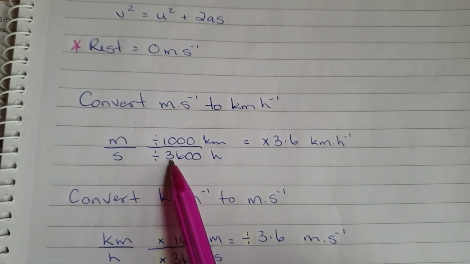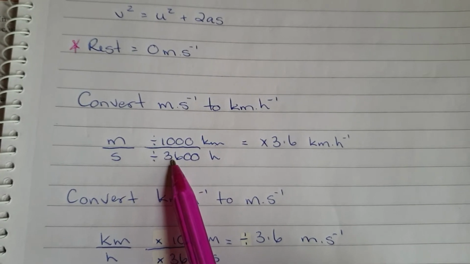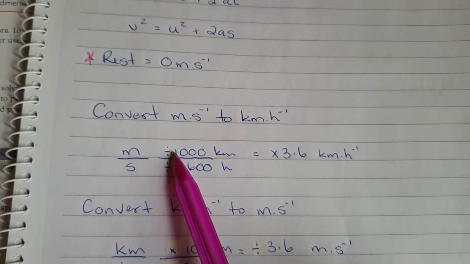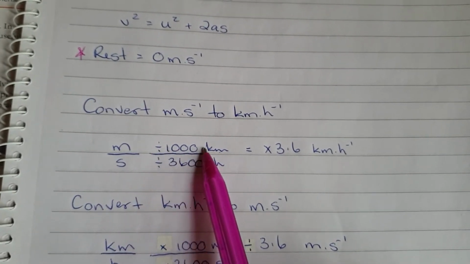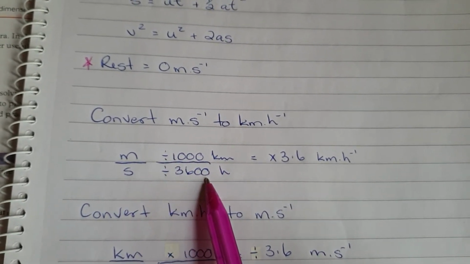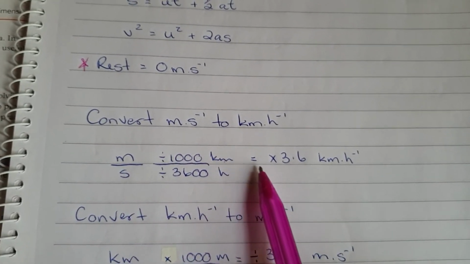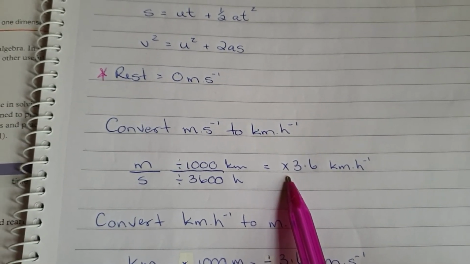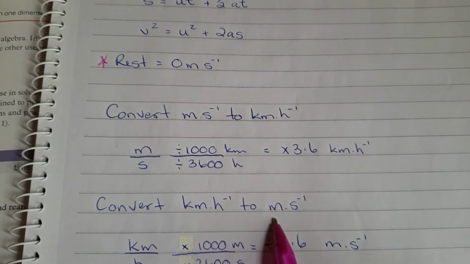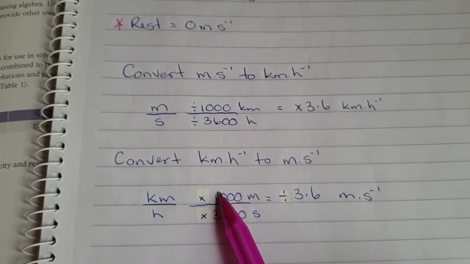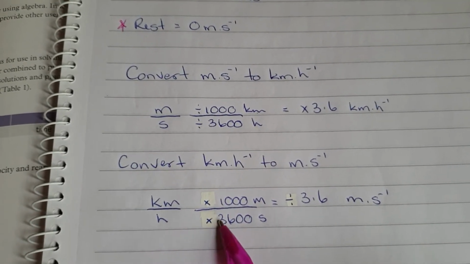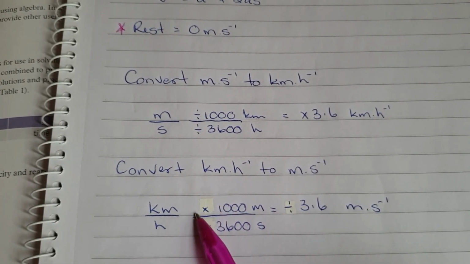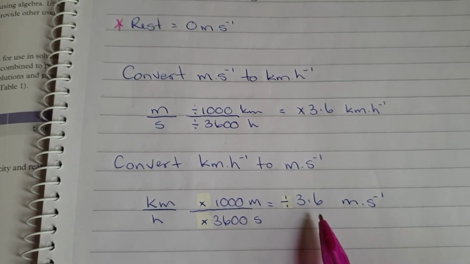Seconds, I'd have to divide by 3,600, which is 60 times 60, to change it to hours. So if I divide something by 1,000 and then divide by 3,600, all in all, the overall effect of that is multiply by 3.6. If I want to convert kilometers an hour to meters per second, kilometers I'd have to multiply by 1,000. Hours I'd have to multiply by 60 by 60, so 3,600. The overall effect of doing that is divide by 3.6.